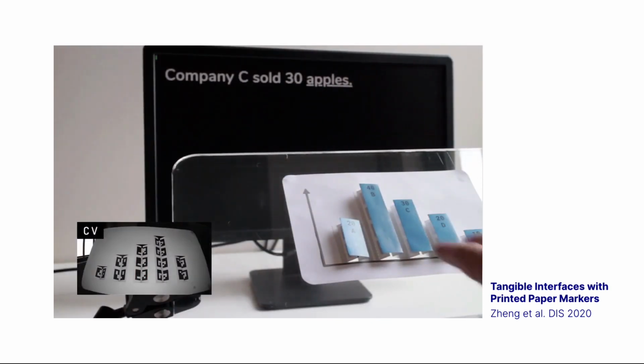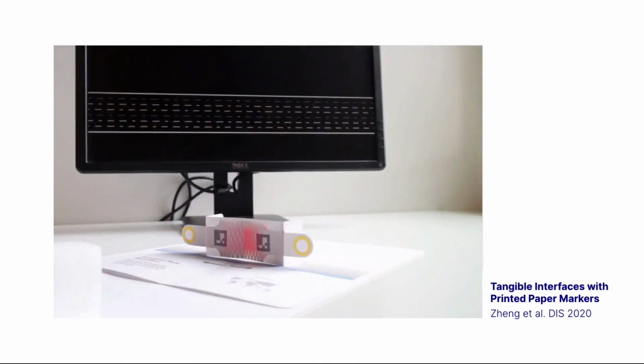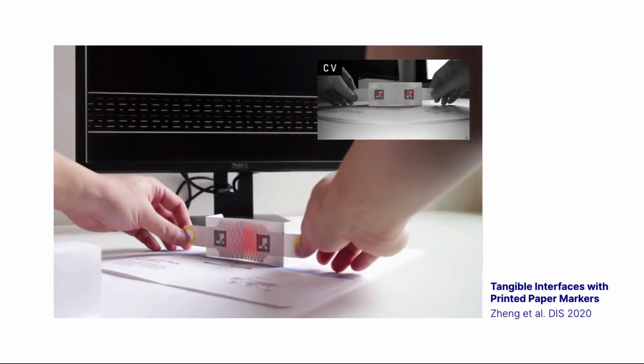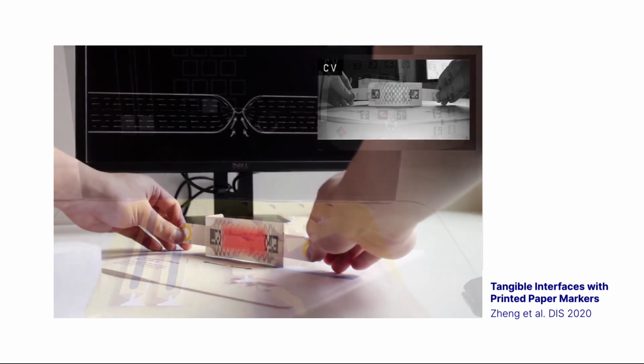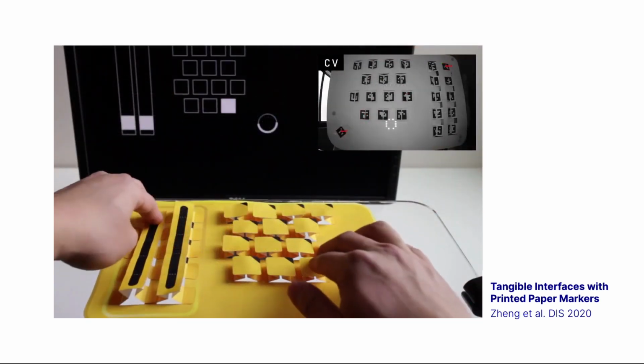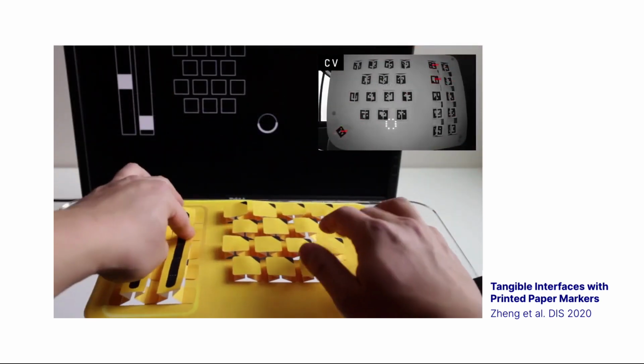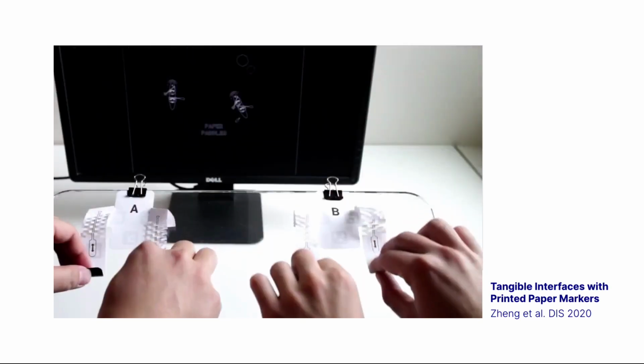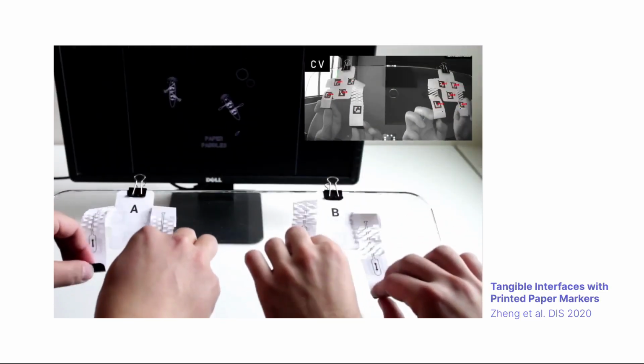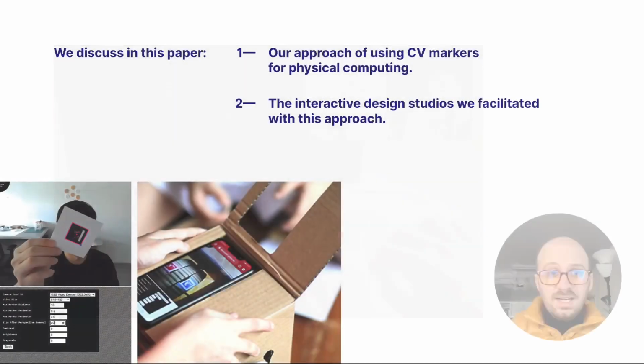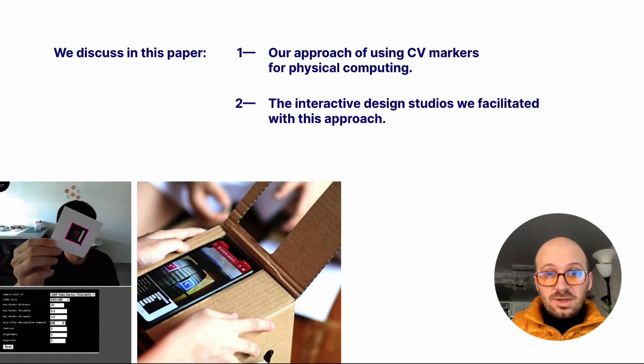For our pictorial on the printed paper markers project, we explored a range of interfaces all mediated by CV markers and paper structures, but that was just the work of a relatively small design team. We have continued to develop this CV marker-driven approach and shared it with other designers. In this paper, we reflect on our work with computer vision markers as a material for physical computing, as well as the results from a series of studios in which we shared this technique with other design students.